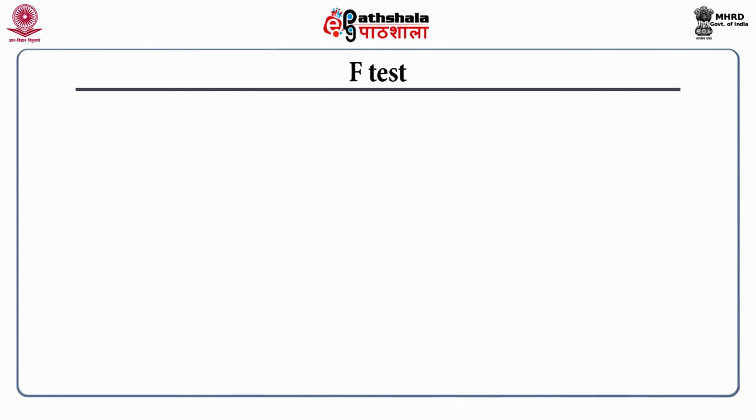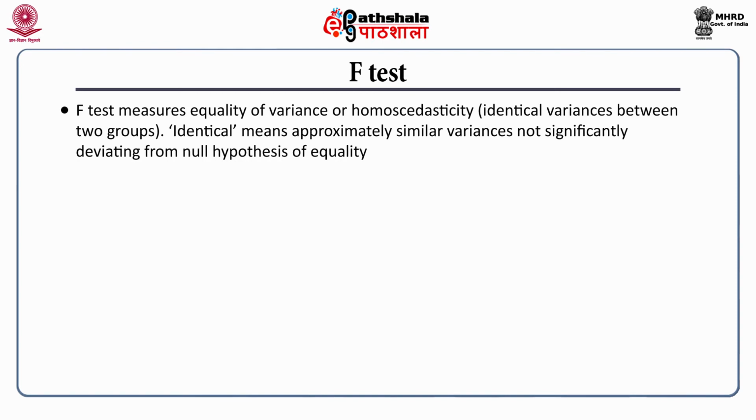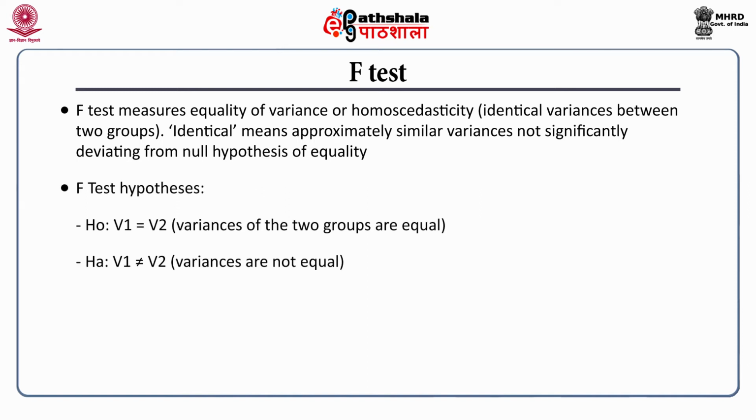Coming to the F-test. The F-test measures the equality of variance, or homoscedasticity, meaning identical variances between the two groups. Identical means approximately similar variances, not significantly deviating from the null hypothesis of equality. So that means the variance can be different up to a critical limit. There is a tolerance limit for that. It doesn't mean that the variances have to be exactly the same.